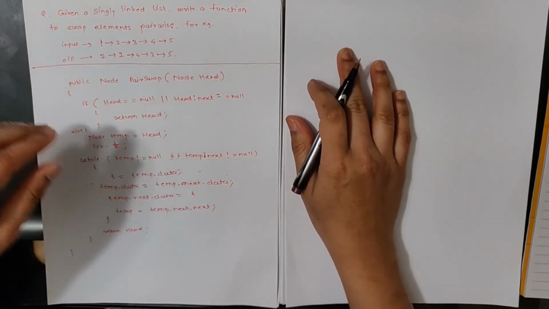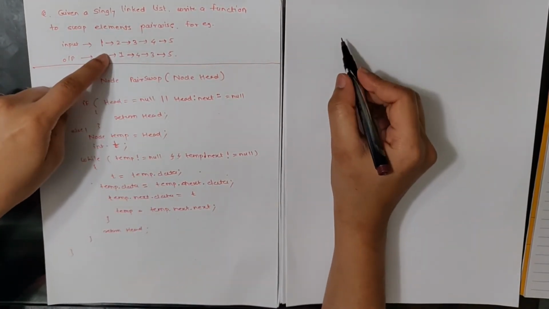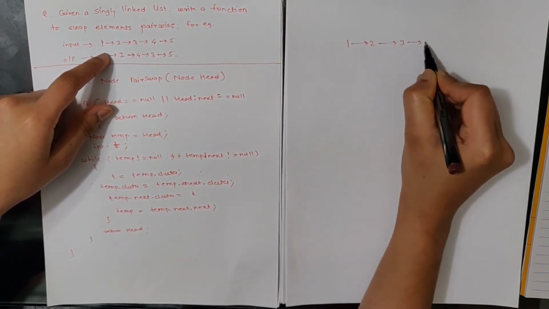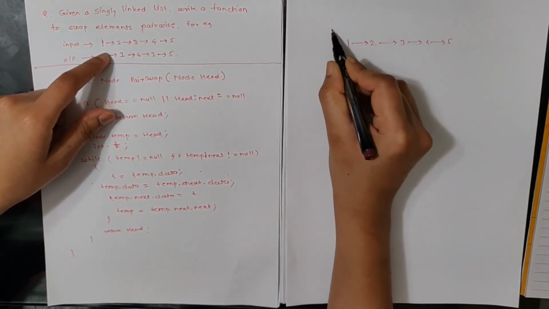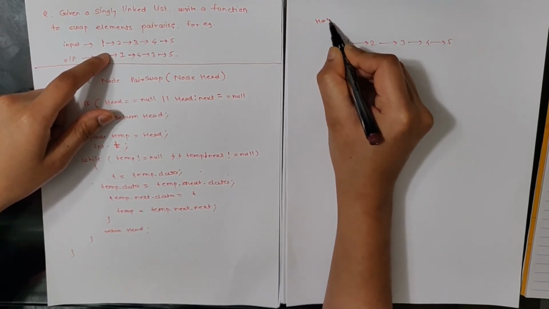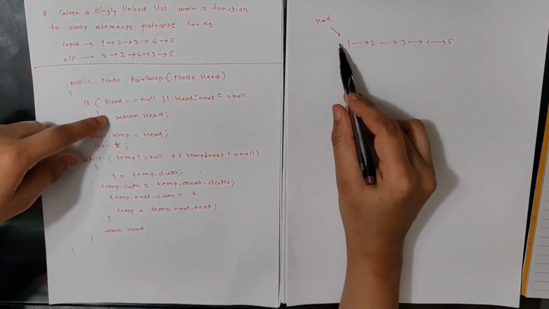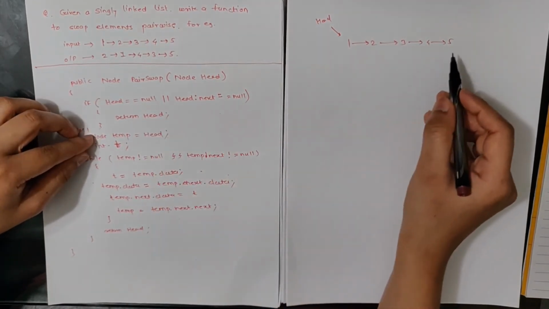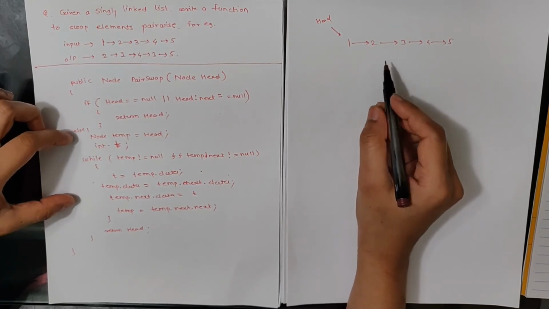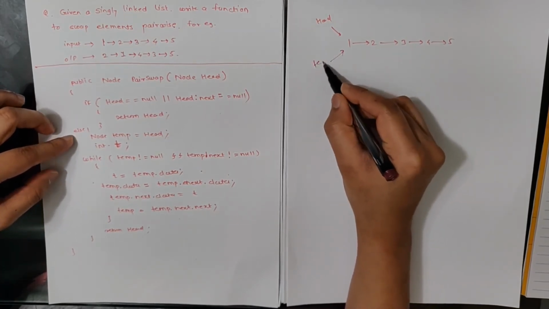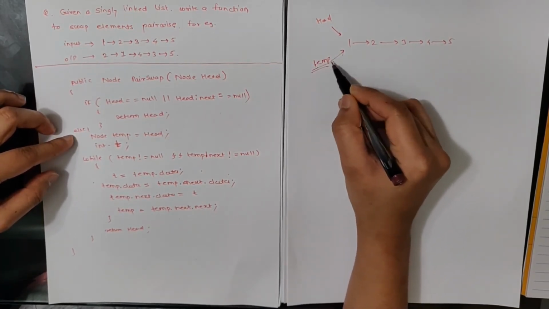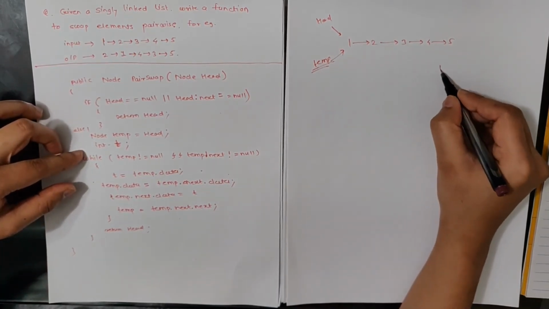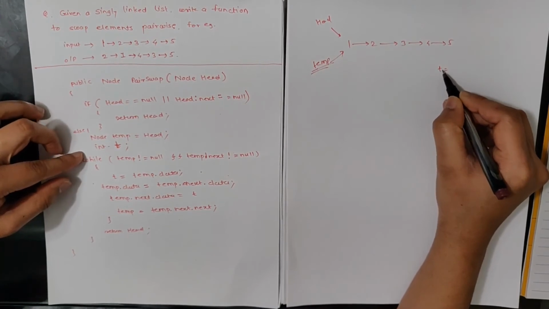Now let's say this is the given list, that is 1, 2, 3, 4 and 5, and the head node is given here. Initially we will check whether head is not equal to null and head of next is not equal to null, otherwise we'd return head, but that is not the case. So in the else part we will assign a temporary node. We will assign temp here. Now we will use one variable, that is t.